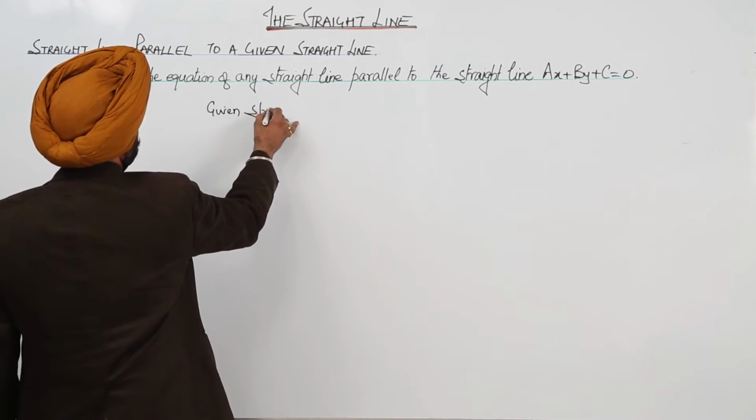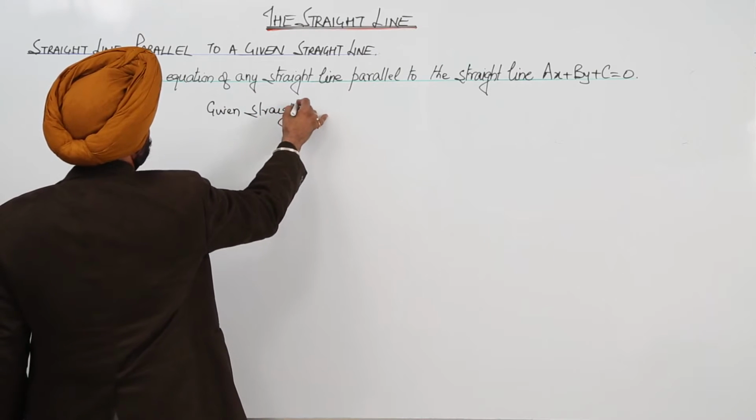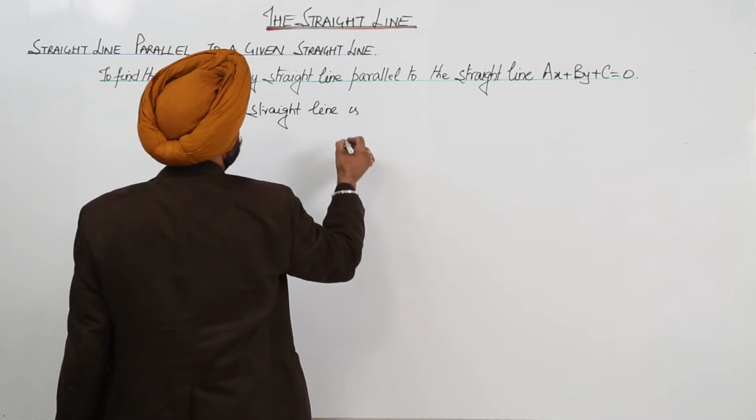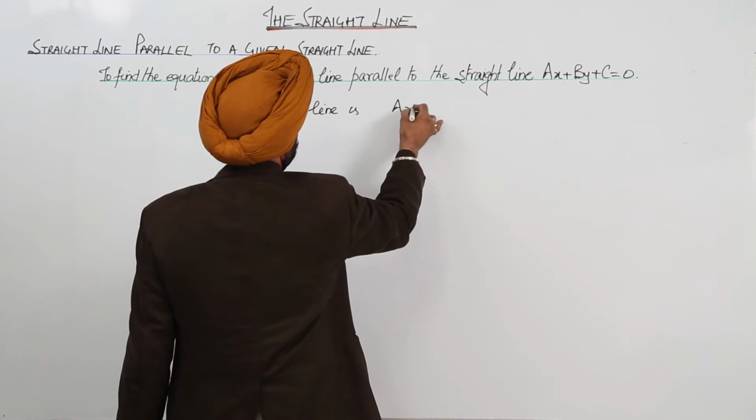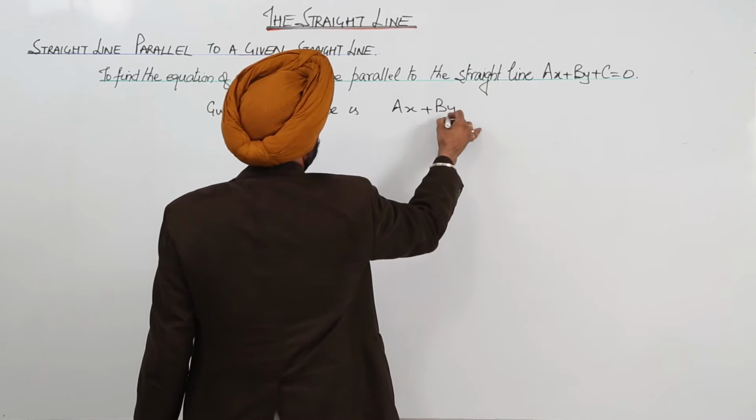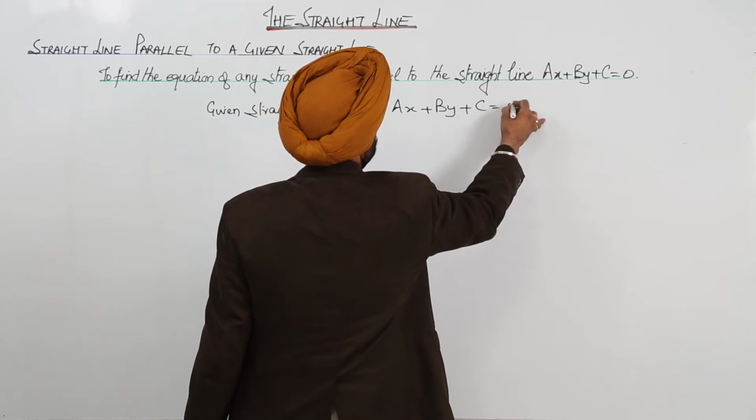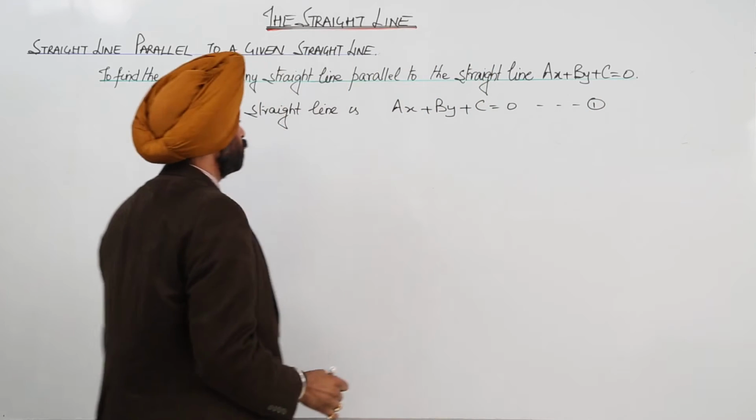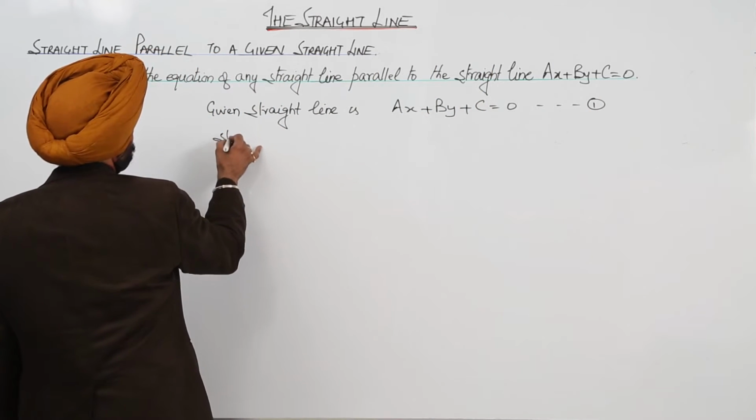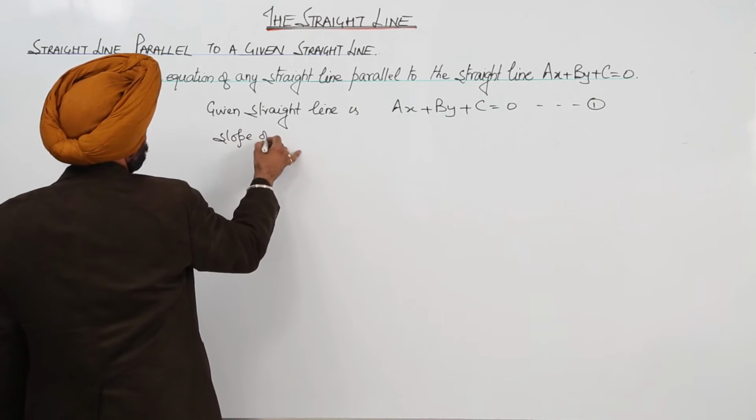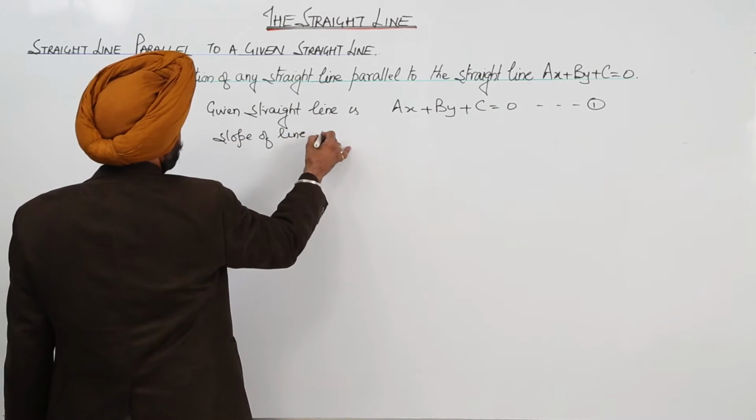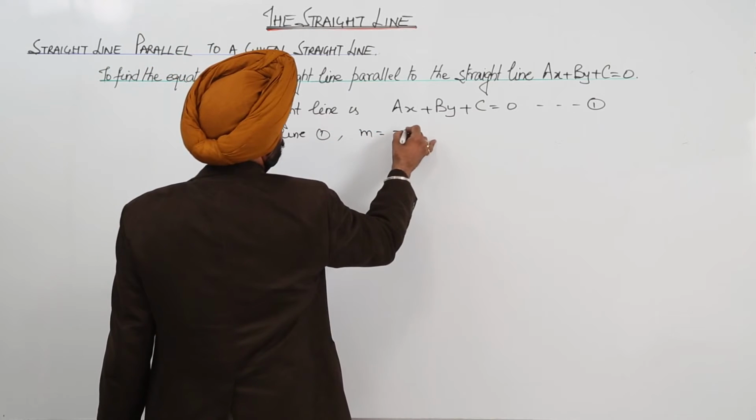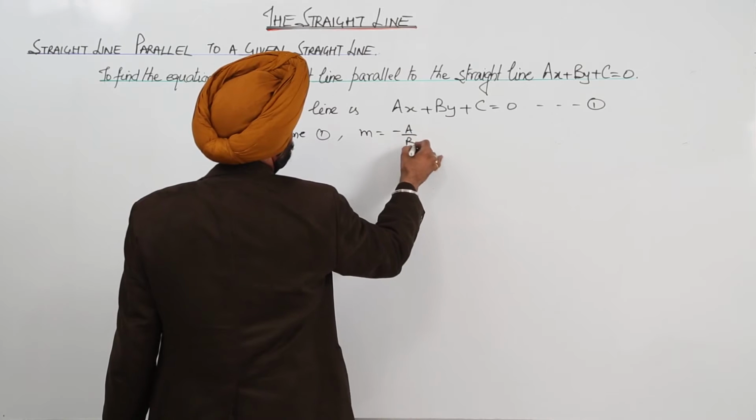Given straight line is ax plus by plus c is equal to 0. Let this be equation 1 now. Slope of line 1, say m, is equal to negative of a upon b.